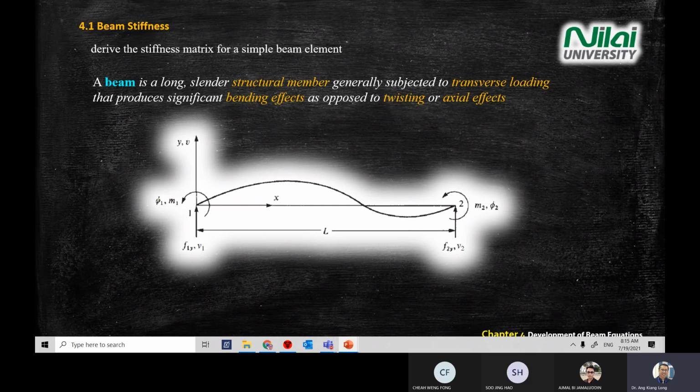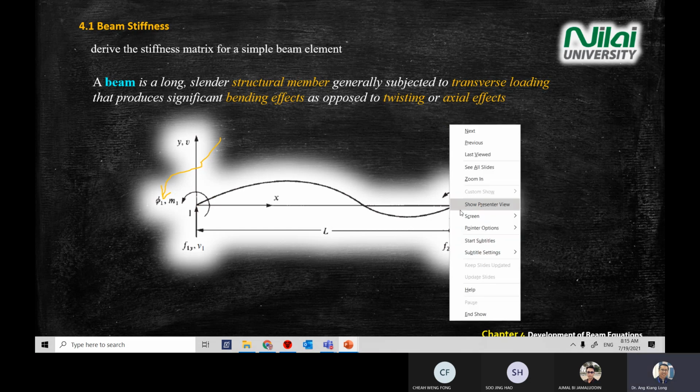You have a twisting angle of phi 1, or we can name it as theta if you want. But this one represents a twisting angle. Because of this bending, you will see some angle at this point.